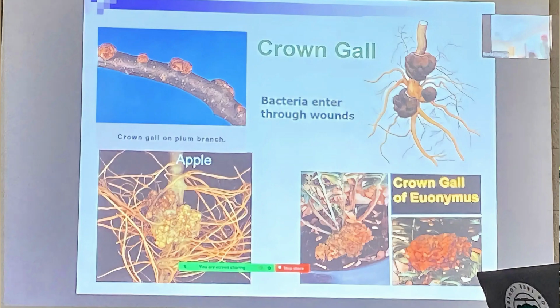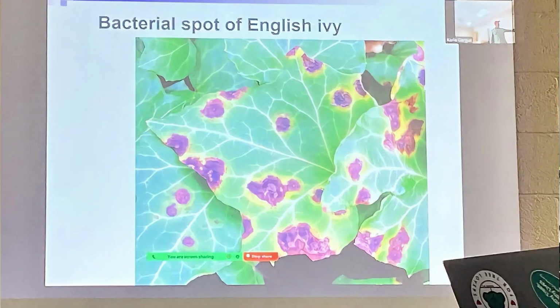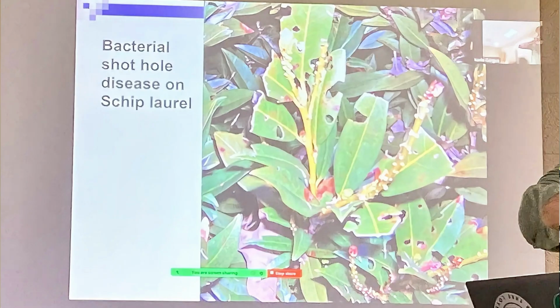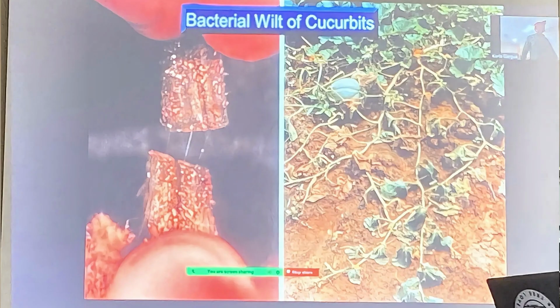Crown gall. Bacteria enter through wounds. You have an apple, crown gall on the euonymus. Bacterial spot of tomato, bacterial spot of pepper. Bacterial spot of English ivy. Bacterial shot hole disease on cherry laurel. And that's a bacterial scorch of an oak. Bacterial wilt of that, cucumbers, I guess.